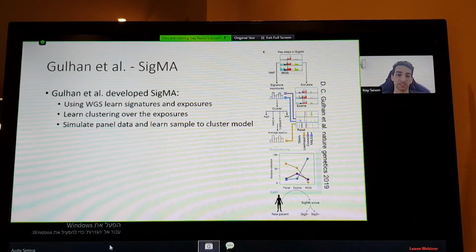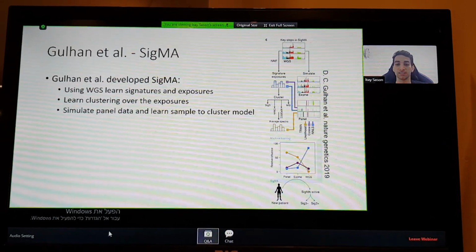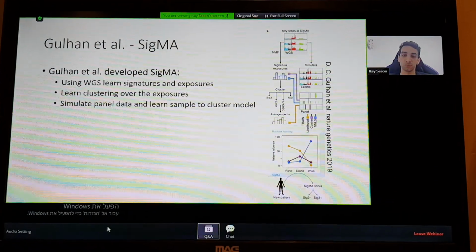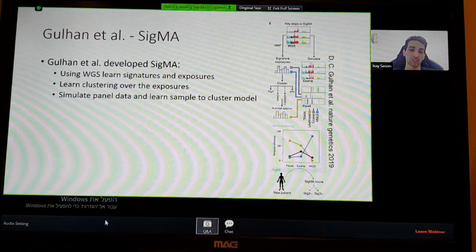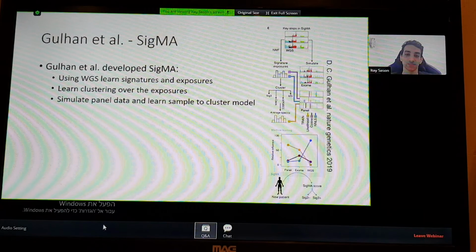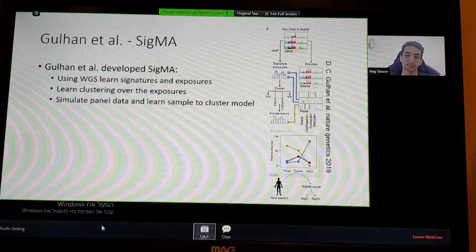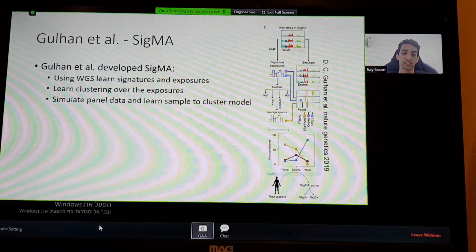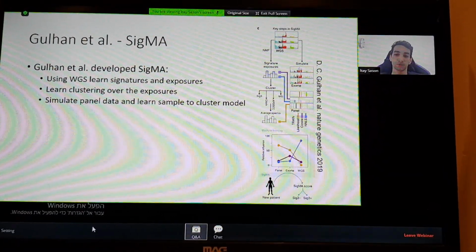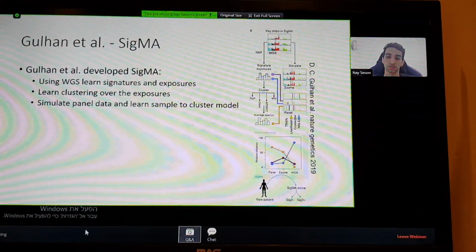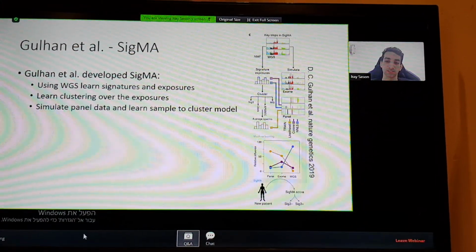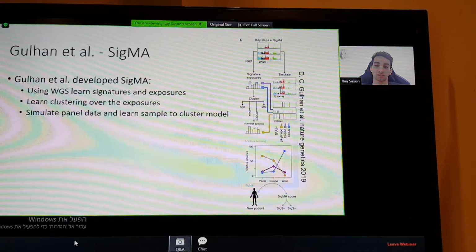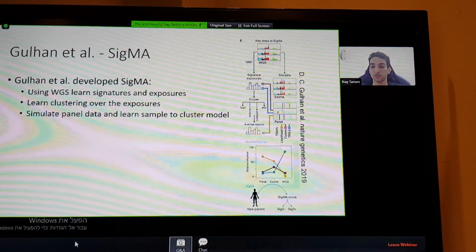To solve this problem, Gulan et al. developed the model Sigma. Sigma first learns signatures and exposures from whole genome sequencing data using NMF, and then clusters the samples using the exposures. Next, Sigma simulates panel data from the whole genome sequencing and learns a machine learning model to classify panel data into clusters. The features for the model are non-negative least squares, cosine similarity, and likelihood measures. Now, given a new sample, compute its measurements and classify it into some cluster.